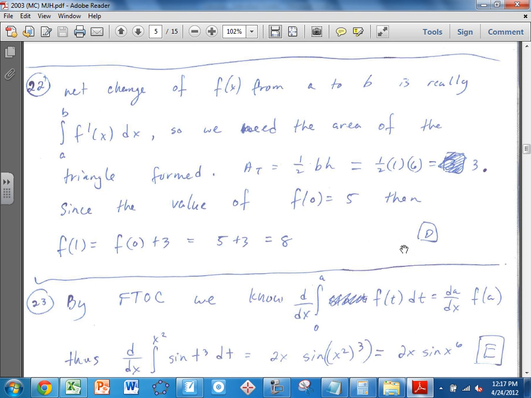22 is a good question, but it's, again, very tough. Okay, we have to think about the net change theorem for this one. This has to do with the fundamental theorem of calculus. Remember that thing that everybody kind of shied away from? Okay, this has to do with that.